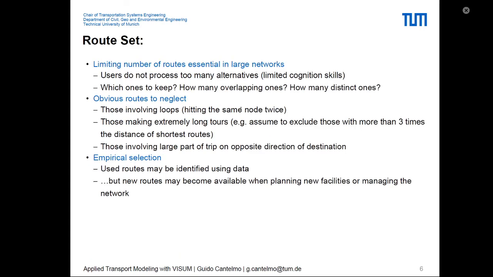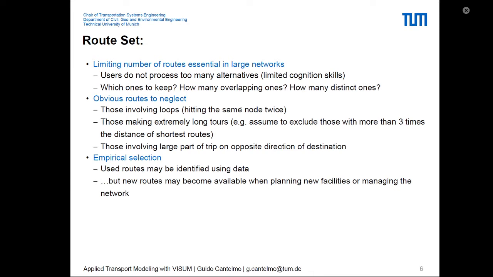So let's start from the first problem that we need. We talked about route sets. When we talk about route set, we are talking about limiting, first of all, the number of routes essential in a large network. What does it mean? It means that if we consider a network like Munich, and if we consider as origin Garching and as destination the campus in downtown, there are almost infinite routes connecting these 2 points.